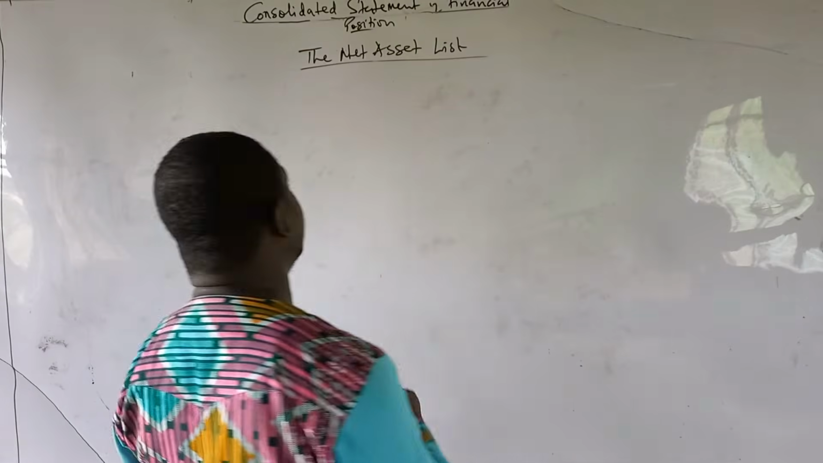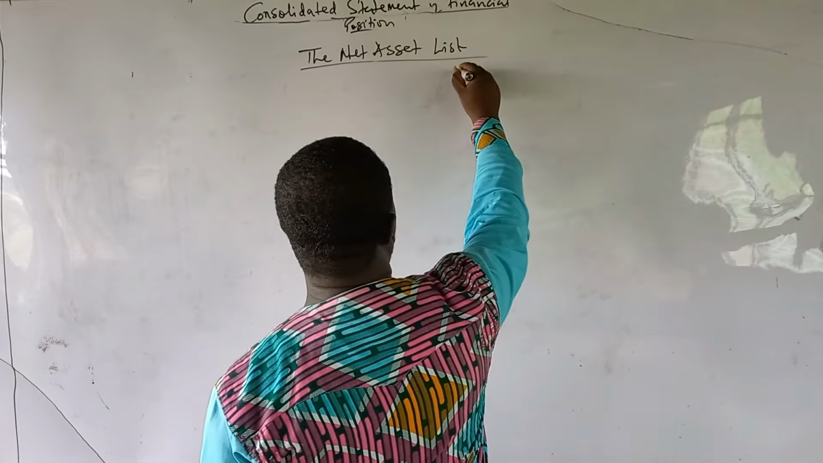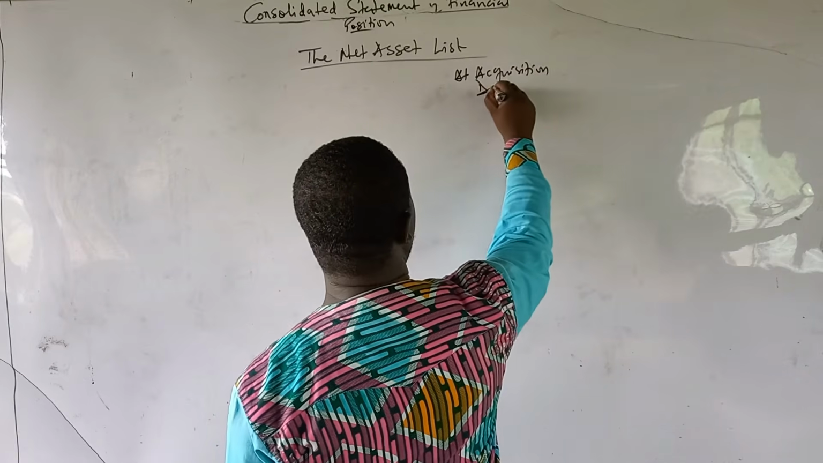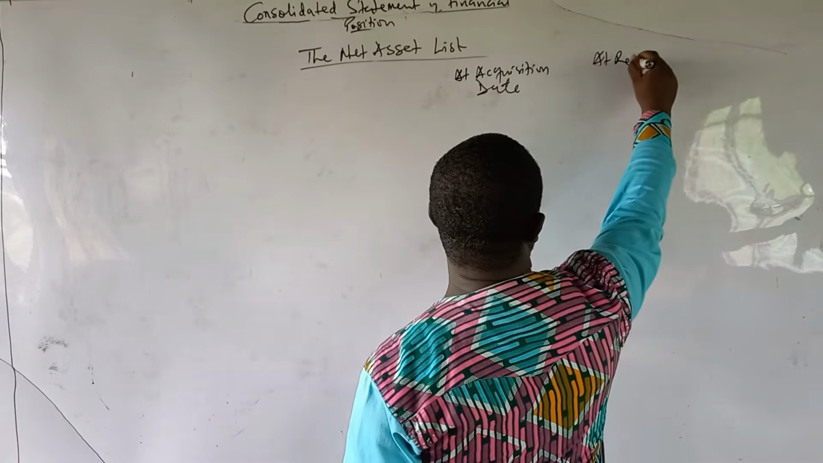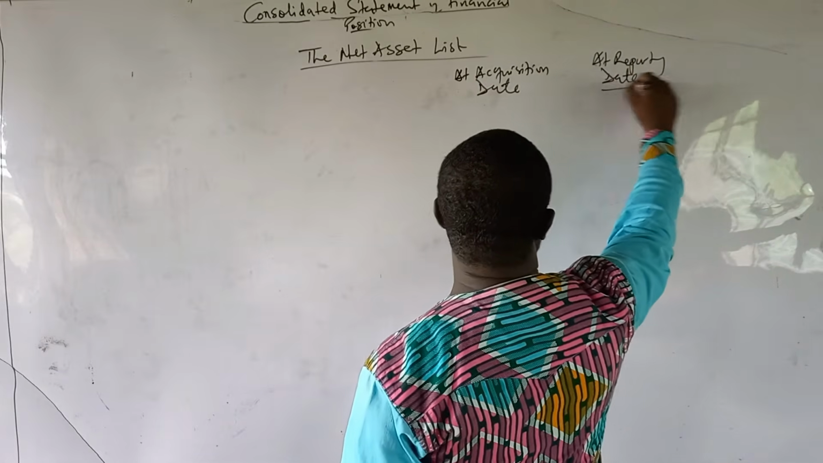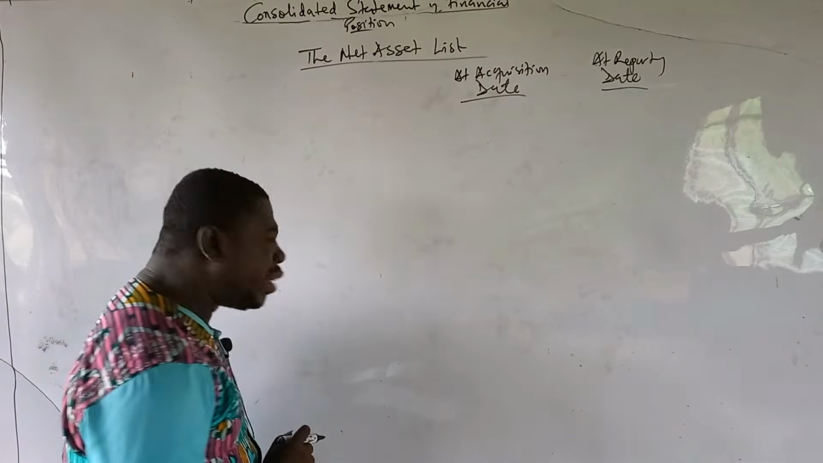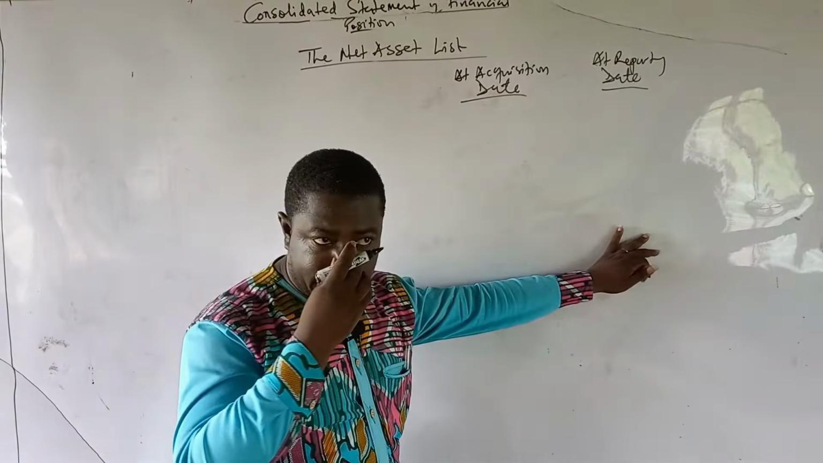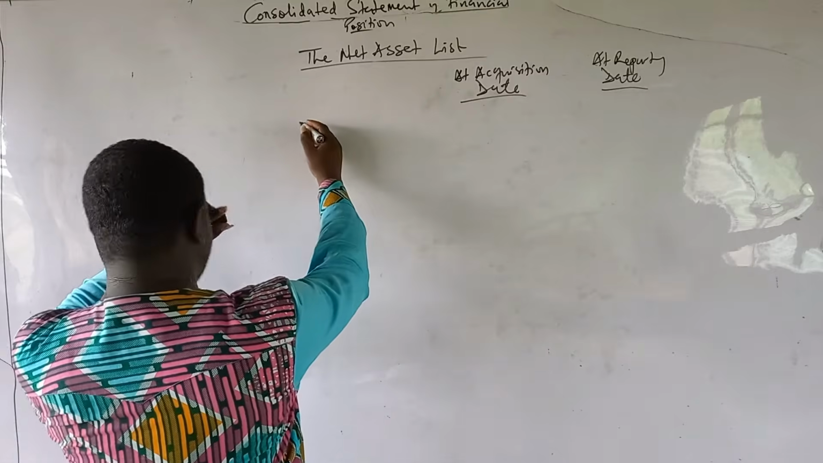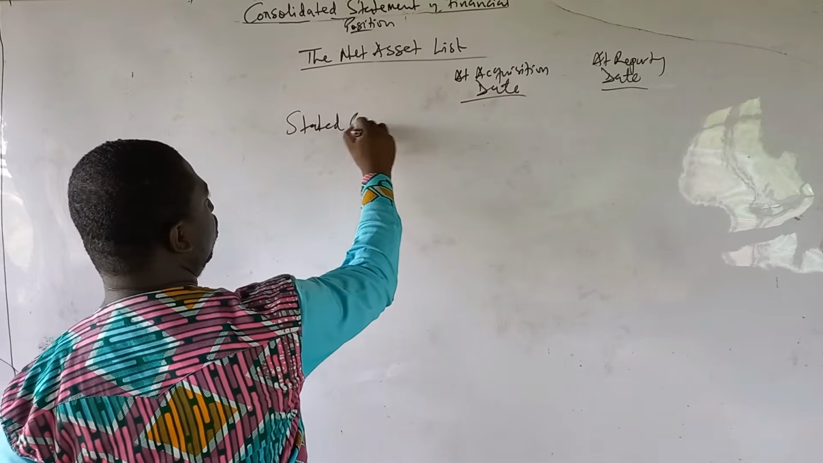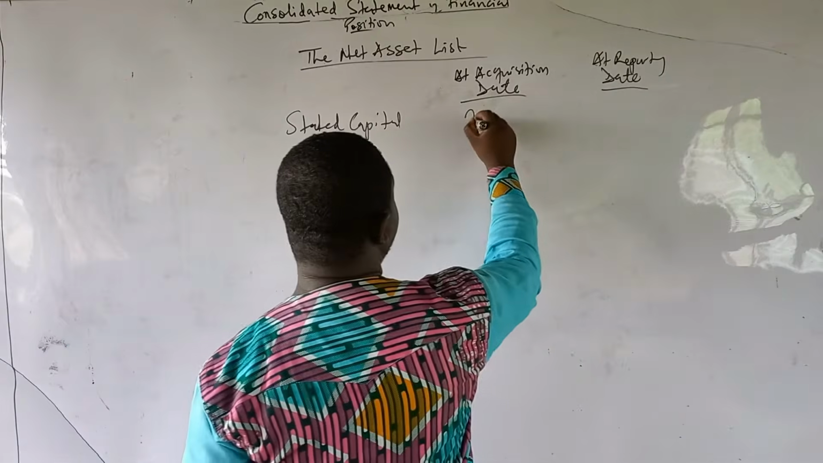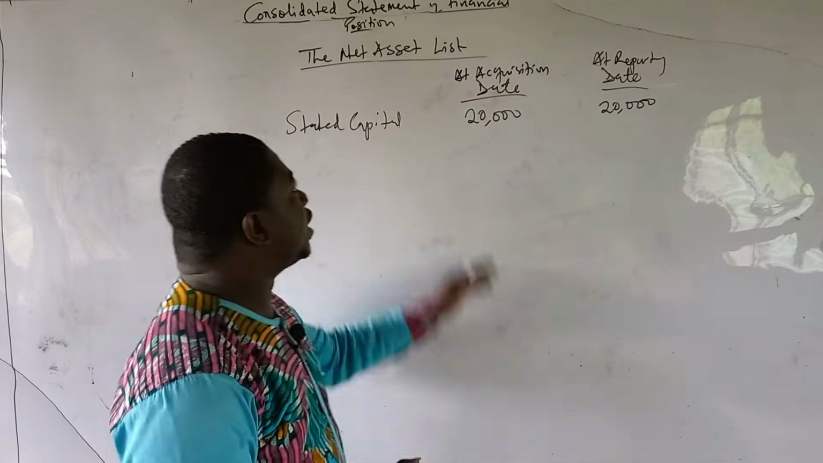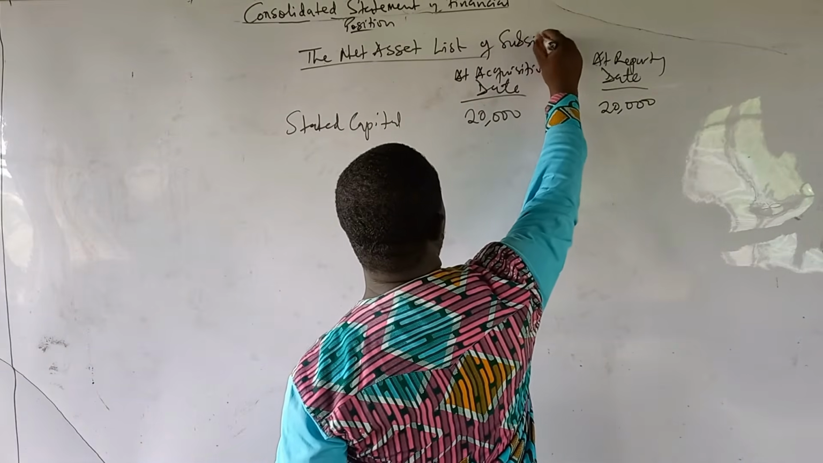And this is how to go by the net asset list. So you say you want something at acquisition date, and then you say at reporting date. So this is your net asset list. It is always important to do this. So you are going to list your net assets at acquisition date and at reporting date. So let's say at acquisition date, your stated capital, from the day you were buying the subsidiary, stated capital was 20,000. At reporting date, it's still 20,000. It has not changed. This is net asset list of subsidiary, not of the parent.